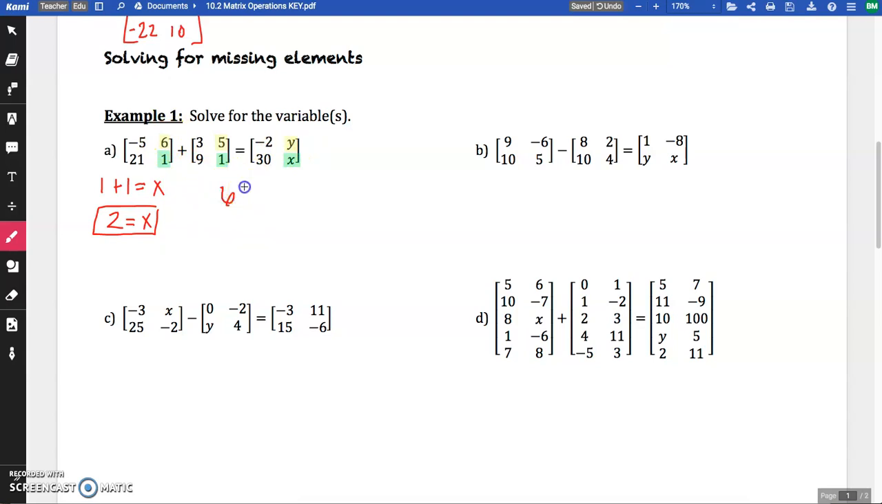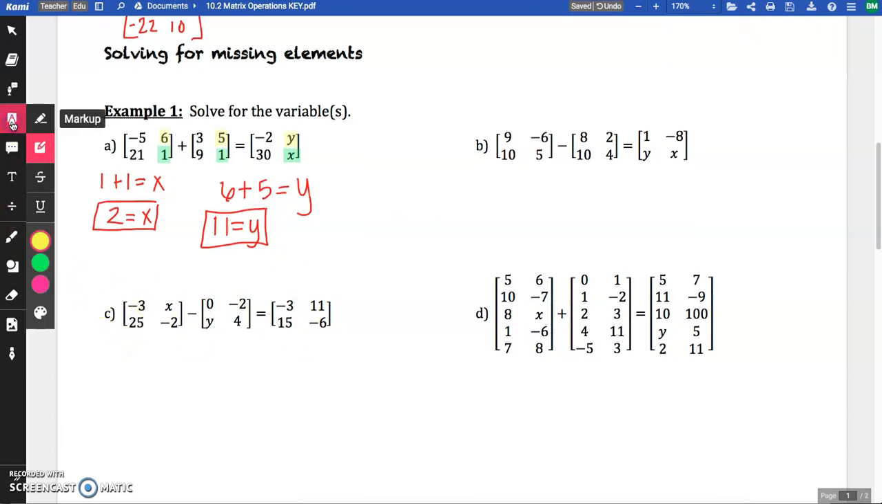So this becomes 6 plus 5 equals y. 6 plus 5 is 11 equals y, and I'm done. Pretty easy once you find those variables. Okay, so I'm going to actually jump down here to part C.